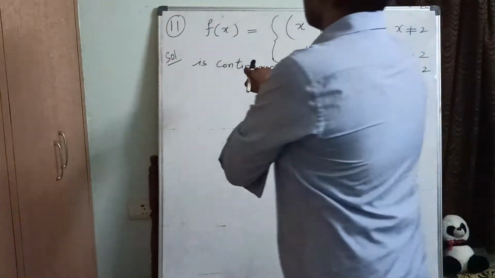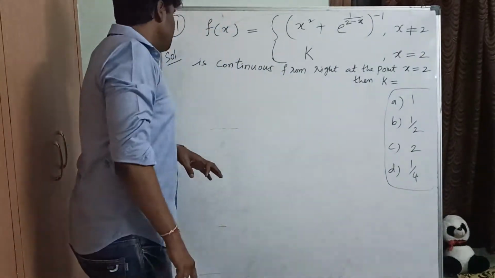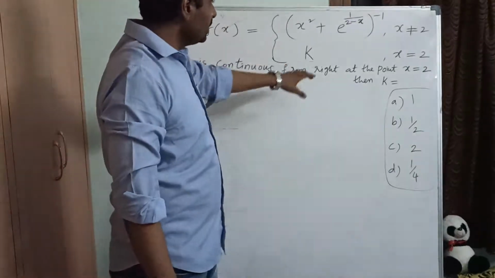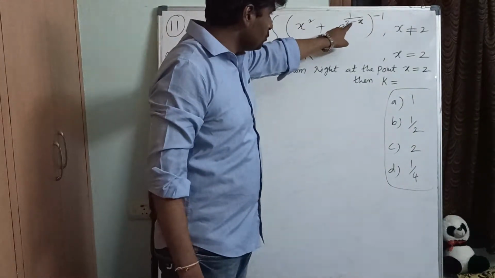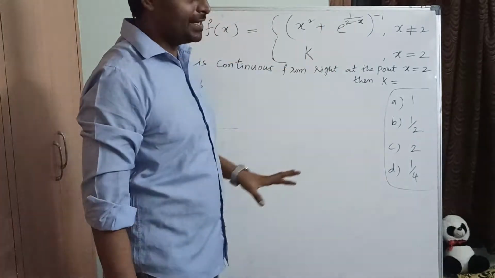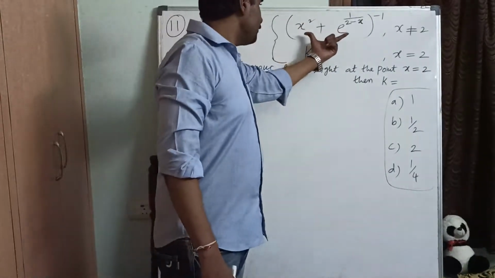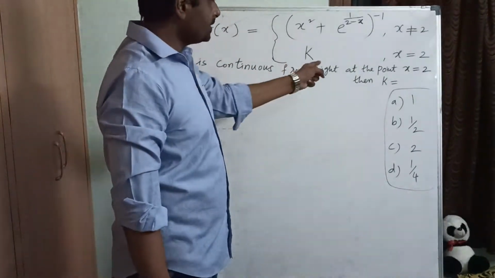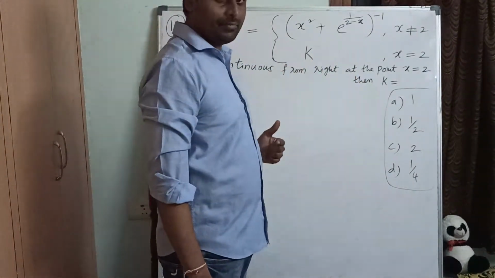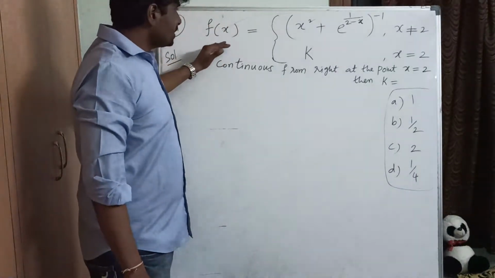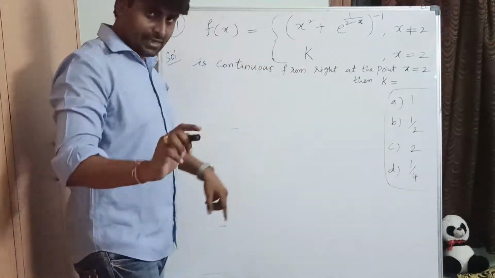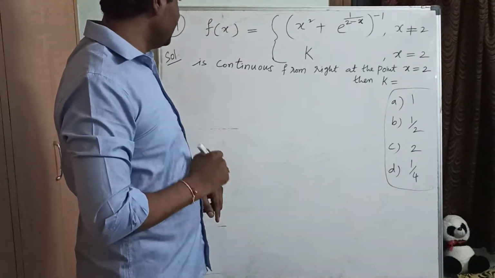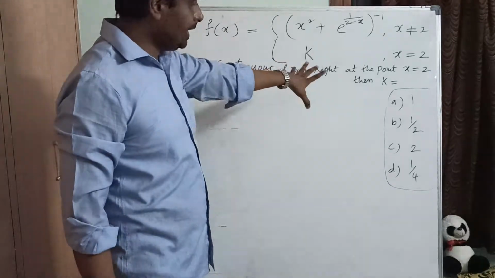Now, let us look at question number 11. F of x equals x square plus e power 1 by 2 minus x, whole power minus 1, for x not equal to 2. For x equal to 2, the functional value was given as k, that k we are going to find out, and it was already given as a continuous function from right.